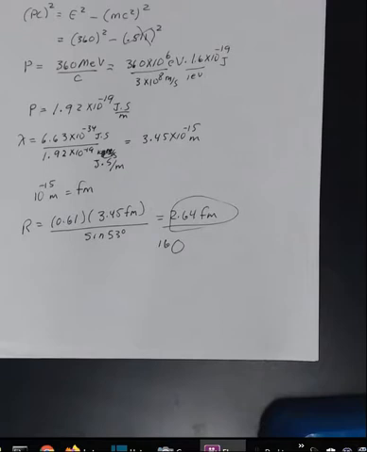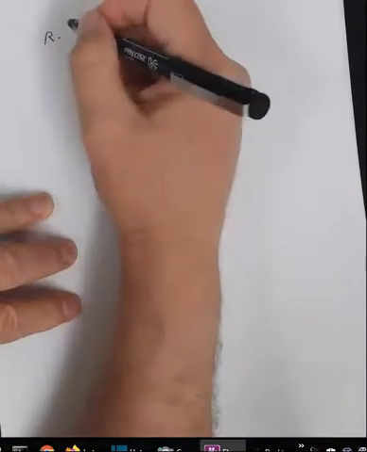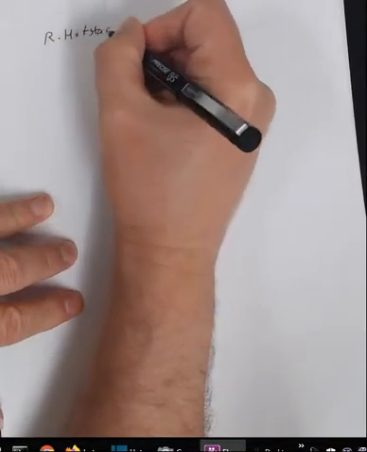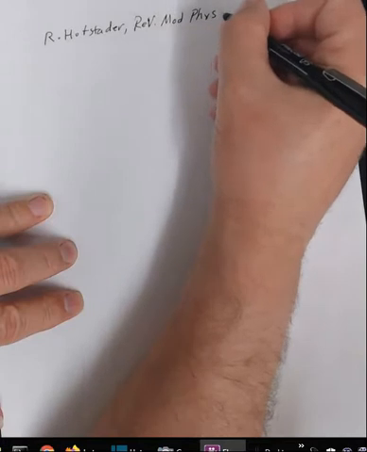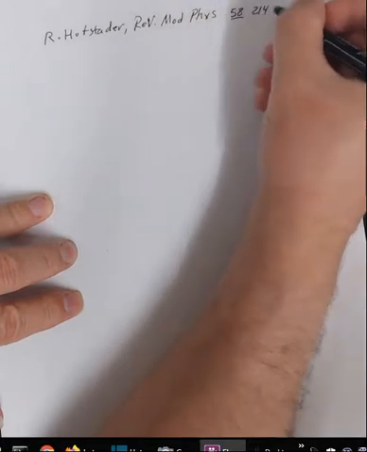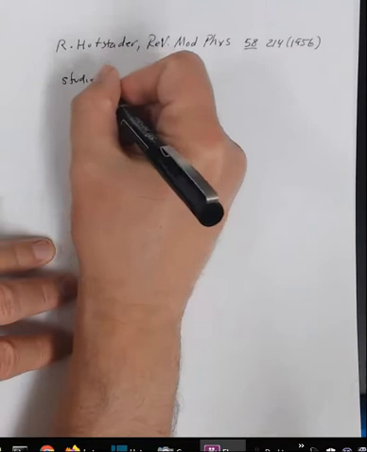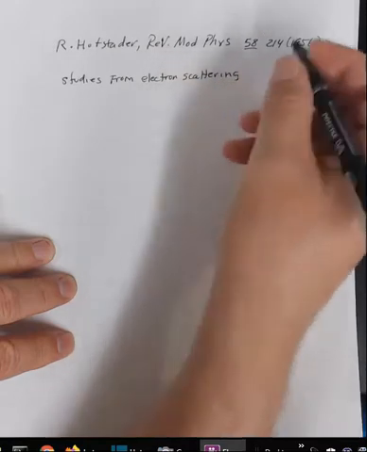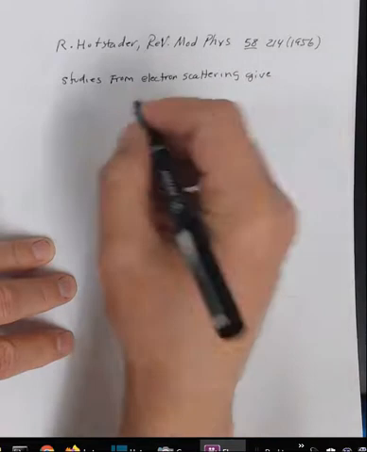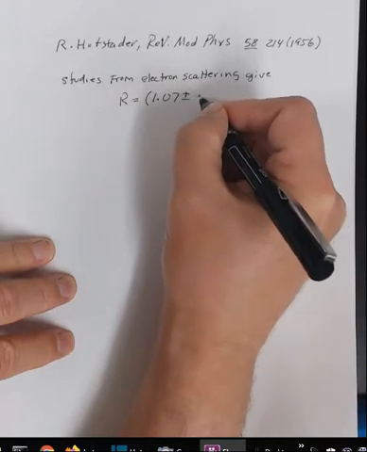Do we have to do electron scattering to get the radius of any nucleus? And the answer is no. Studies from electron scattering, from Hofstadter, from the Review of Modern Physics, volume 58, page 214, 1956, seem to give us a formula that we can use for the radius. And it's 1.07 plus or minus 0.02.